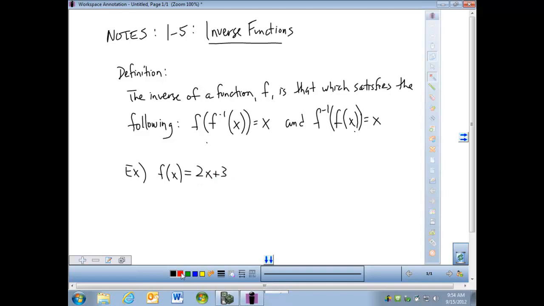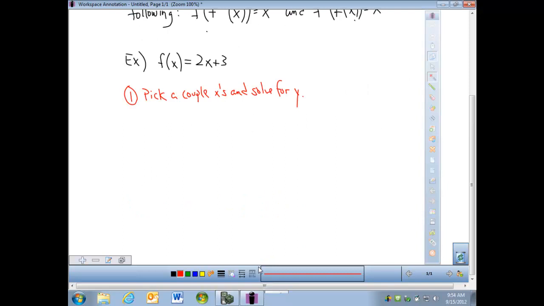So here's our example. Take a very simple linear function to start, 2x plus 3. What I want to do with this now is select a couple of x values. So I'm just going to try to find some points, basically. Pick any x values that you want, and then solve for the corresponding f of x, or the corresponding y.